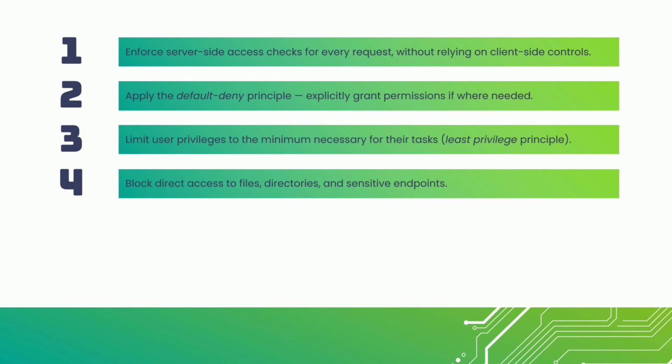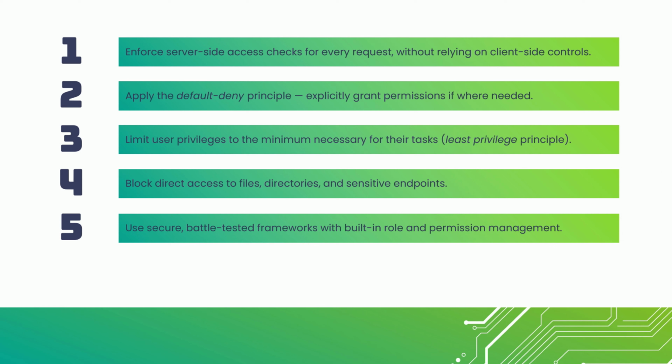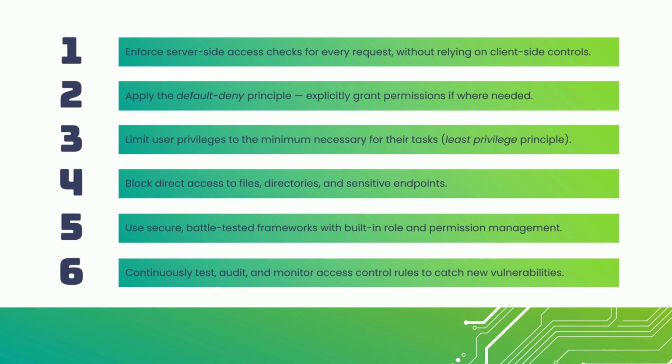Block direct access to sensitive files, endpoints, and internal directories. Use secure frameworks with built-in role and permission controls. Don't reinvent the wheel. Automate security checks. Run security code scanners, and don't skip regular penetration testing. With these controls in place, you'll be in a much stronger position to prevent abuse and keep your users' data safe.